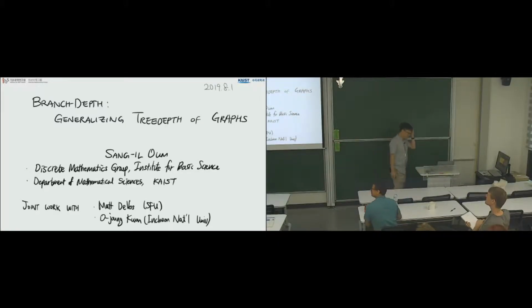So I'm going to talk about a concept called the branch depth, which is new, so there will be lots of interesting problems. And the aim is to generalize tree depth in graphs to different objects. This is joint work with Matt DeVos and Simon Fraser and Oh Joon-kwon at Incheon National University. If you have any questions during the talk, please feel free to ask me.